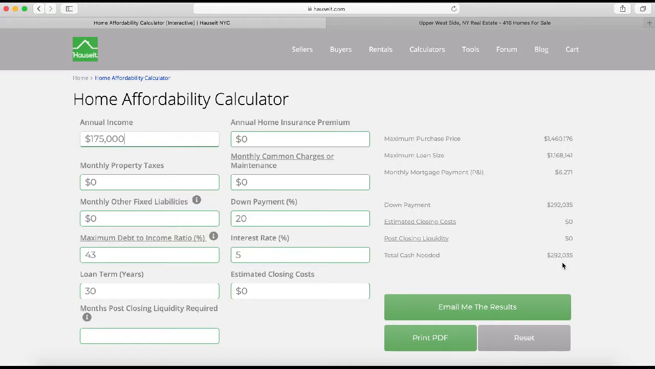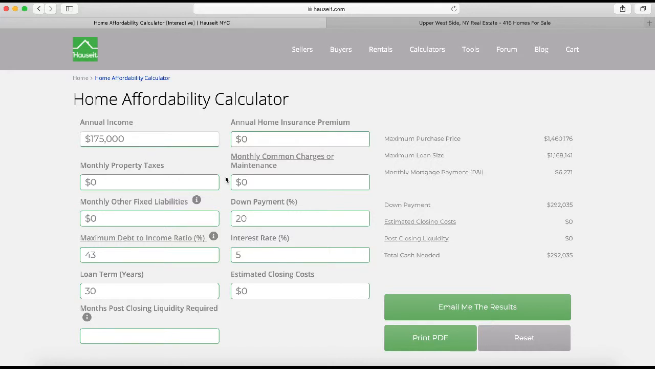Now, these figures are very, very unrealistic at this point, and that's because we have not put in any sort of placeholder for the inevitable carrying costs associated with the property. If you're buying a home, you'll obviously have property taxes, and if you're buying into an apartment building, whether it's a condo or a co-op, you're going to have monthly common charges or maintenance as well.